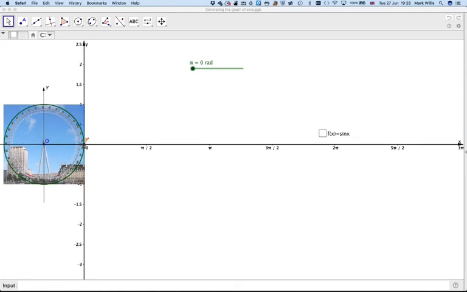Right, in this video we're going to generate the graph of sine. So what we've got here is a set of axes. This is the y-axis and this is the x-axis. So this is in radians. This is pi by 2, which is 90 degrees. This is pi, which is 180. This is 3 pi by 2, which is 270. And this is 2 pi, which is 360. So we're going to look to see what the graph of sine looks like between 0 and 360, or 0 and 2 pi radians.